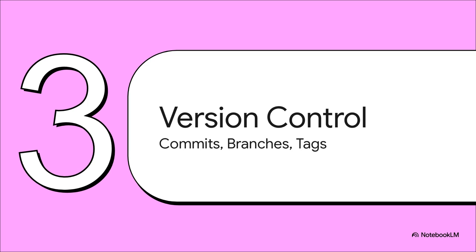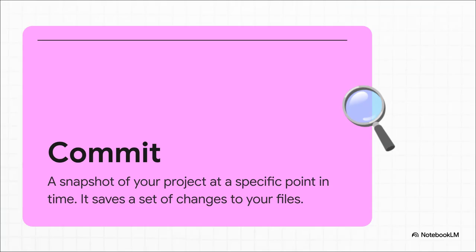Now, let's get into the day-to-day stuff. How does this actually change how we work? It all boils down to 3 fundamental concepts: commits, branches, and tags. First up, a commit. What is it? It's the smallest unit of work.